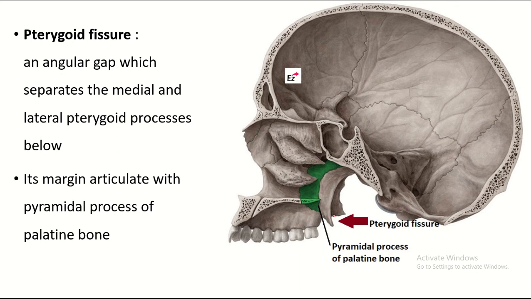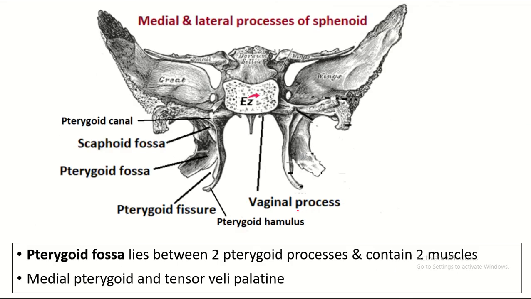This fissure separates the medial and lateral pterygoid processes, and it articulates with the pyramidal process of the palatine bone. This is the pyramidal process of the palatine bone. This is the vaginal process. This is the pterygoid fossa.